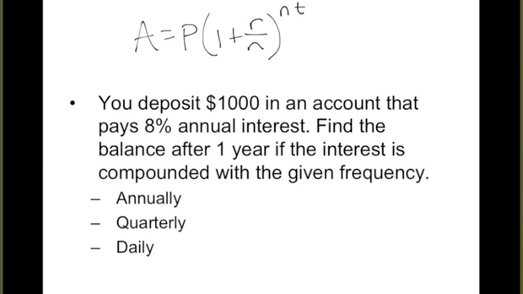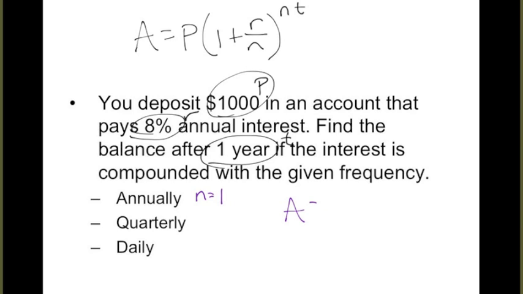You deposit $1,000. That's our principal. Into an account that pays 8% annual interest. That's our R. Find the balance after 1 year. That's our T. If the interest is compounded with a given frequency, and then we have 3 different questions here. So first, for annually, our compounding is going to be 1. They're just going to give it to you on December 31st and then not again until the next year. What is that? N is the number of times they compound it in a year. So if they're just giving it to us annually, they're just giving it to us once a year.